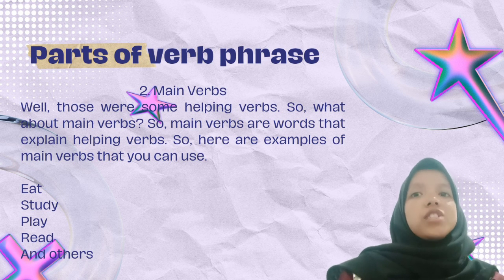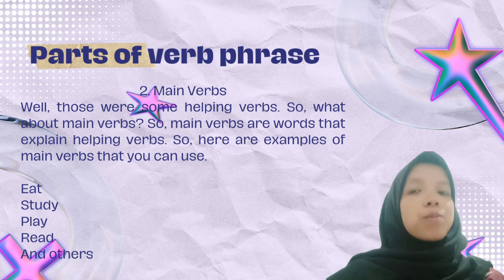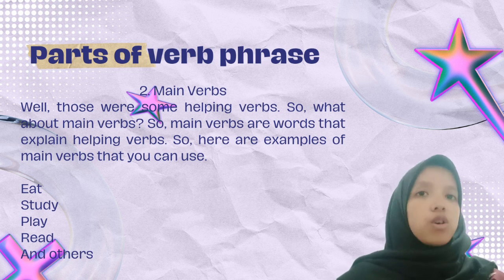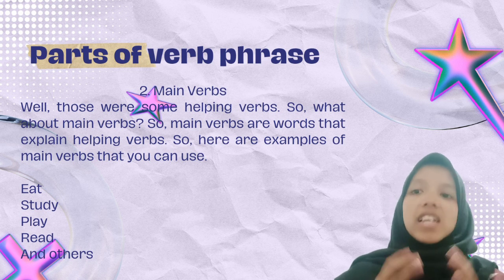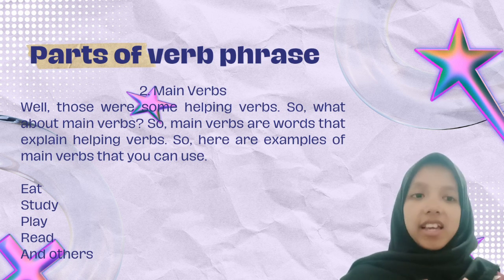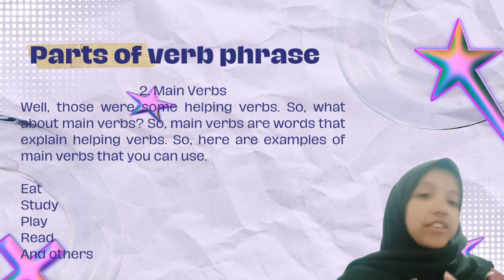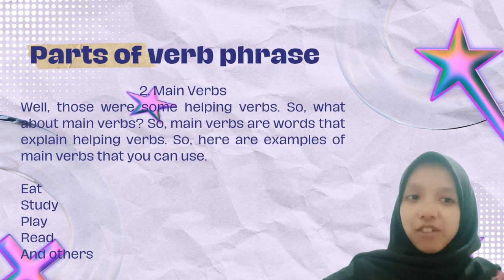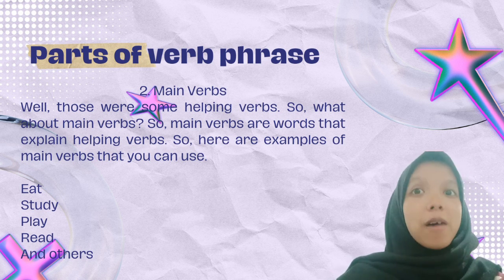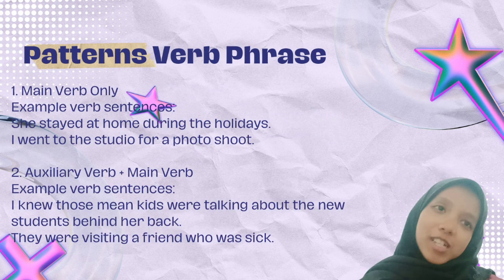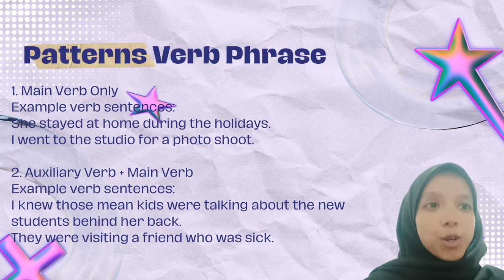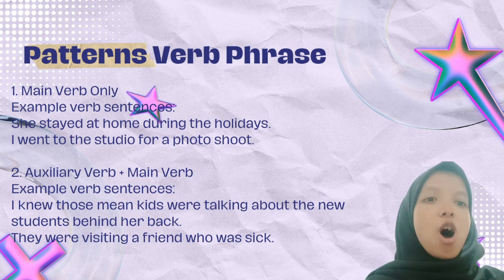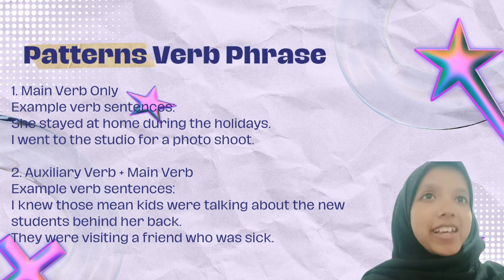So, what about main verbs? Main verbs are words that explain helping verbs. So, here are examples of main verbs that you can use: eat, study, play, read, and others. Can you give me an example of main verbs, guys? Okay, I have explained about the parts of the verb phrase before. Now, we will discuss the formula of verb phrase.